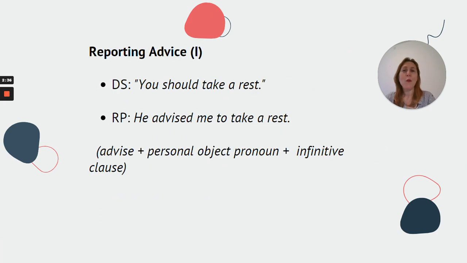So, when reporting advice, in direct speech, for example, you should take a rest. Somebody says you should take a rest. So when you report it in reported speech, he advised me to take a rest. So here we clearly see the verb advise in the past. He advised me, plus the personal object pronoun, me. He advised me, plus the infinitive clause, to take a rest. He advised me to take a rest.